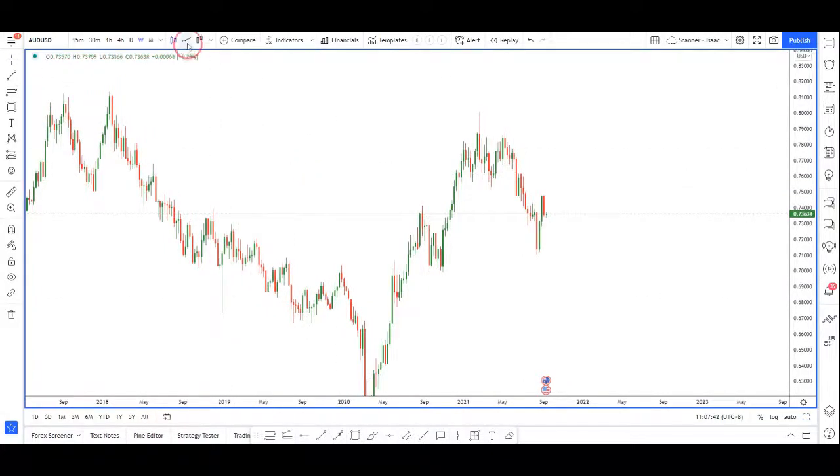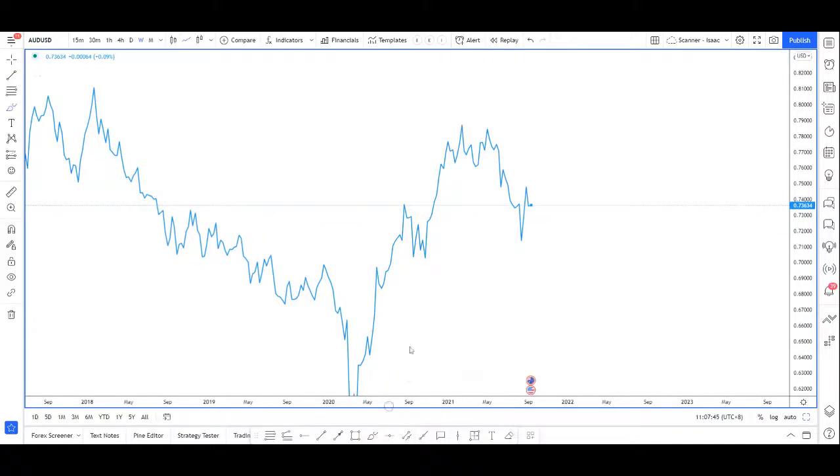Very quickly, I just want to show you guys that in close, we have actually formed a double top pattern, broke out of the double top neckline, retested, and price looks to be going lower.